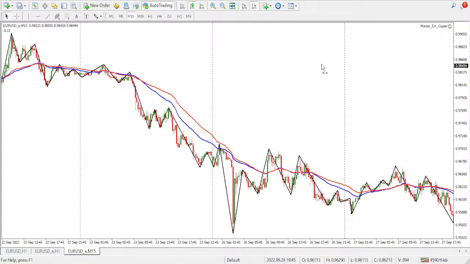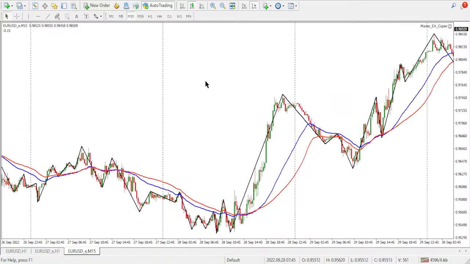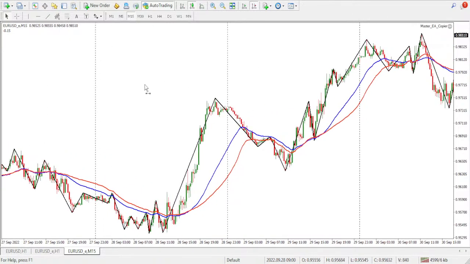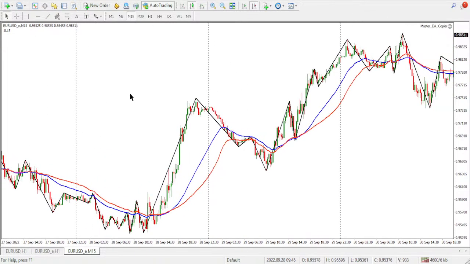Something else. This is where most people go wrong. This is where most of us go wrong as traders.